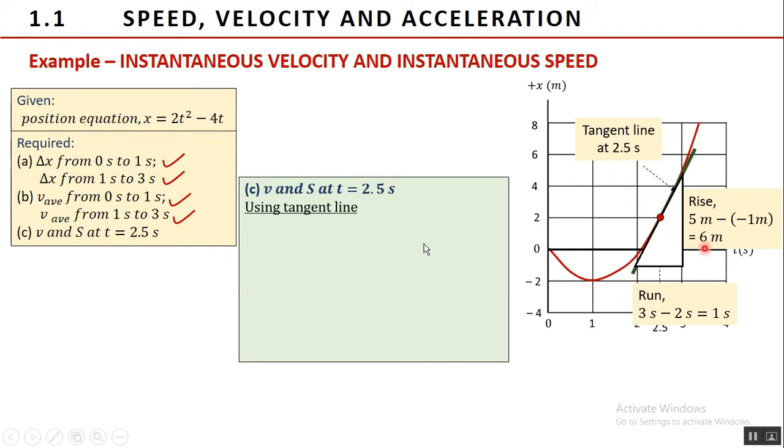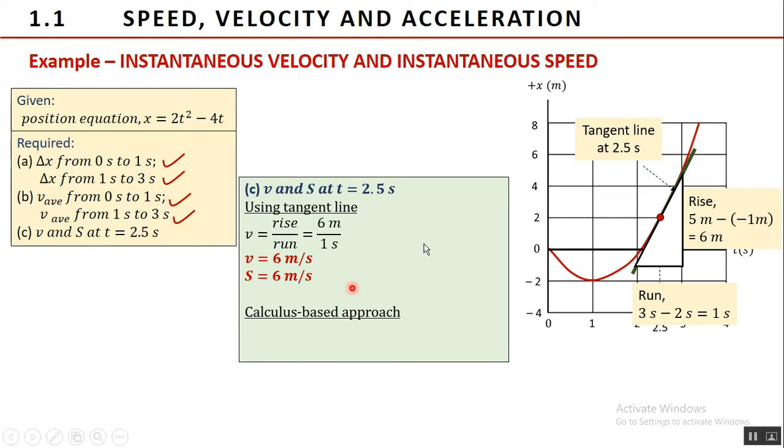I choose this as the rise. I think this is around 5 meters minus −1 meter. And the run is 3 seconds minus 2 seconds. Dividing rise by run, the instantaneous velocity at 2.5 seconds is 6 meters per second. From here, the instantaneous speed s is simply 6 meters per second. It is just the magnitude of the instantaneous velocity.